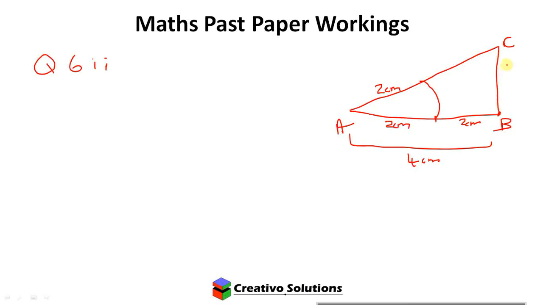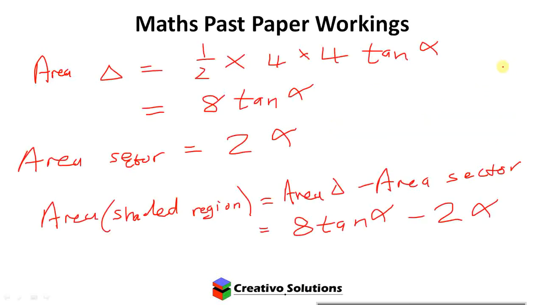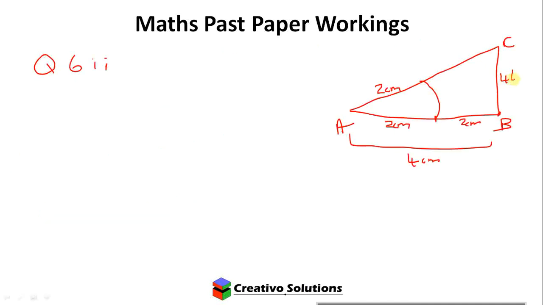We already worked out BC. BC was 4 tan alpha. That's the length of BC. Then I've got this little bit here, which is the 2 centimeters. I still need this little part over here. That part I don't know. That's a question mark.